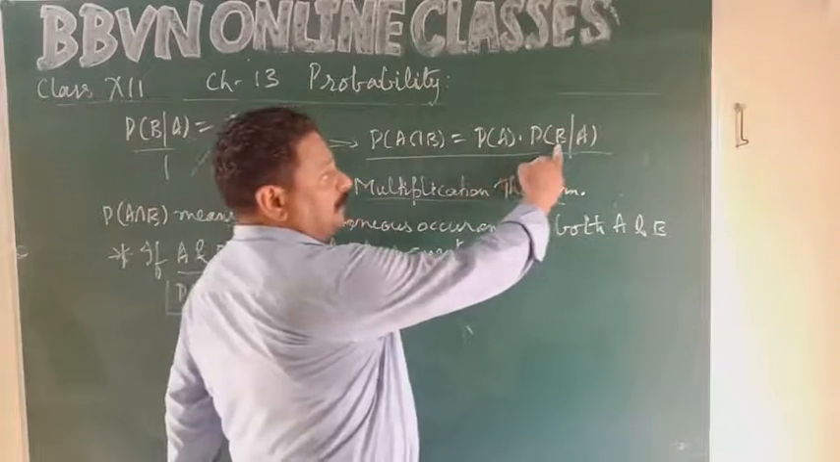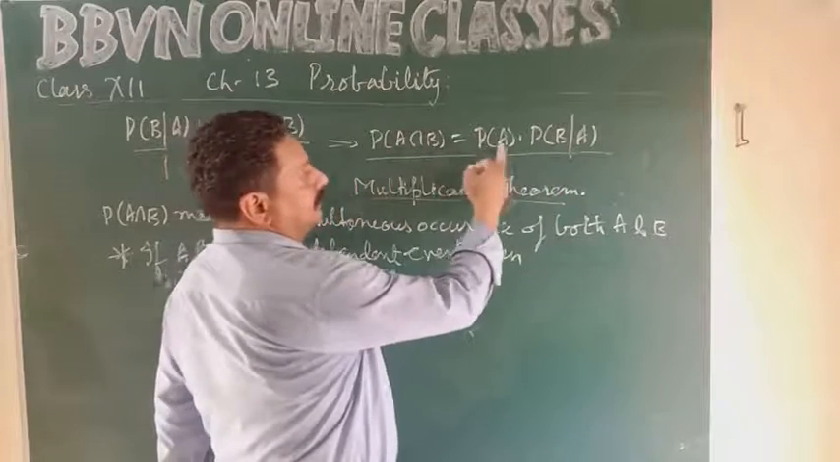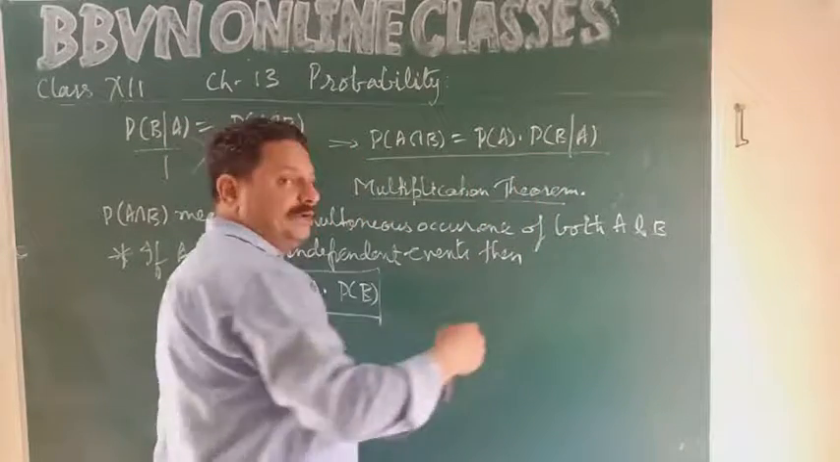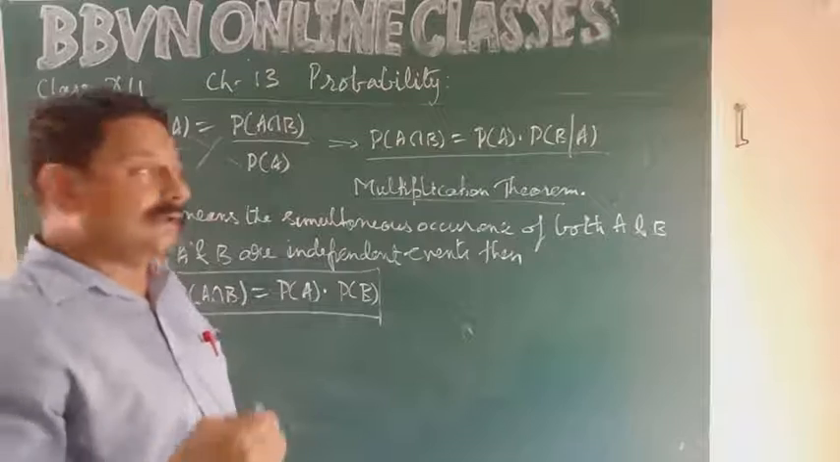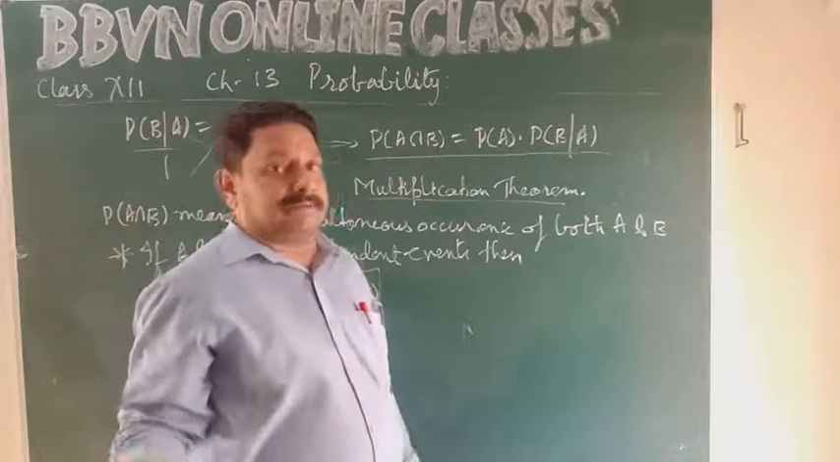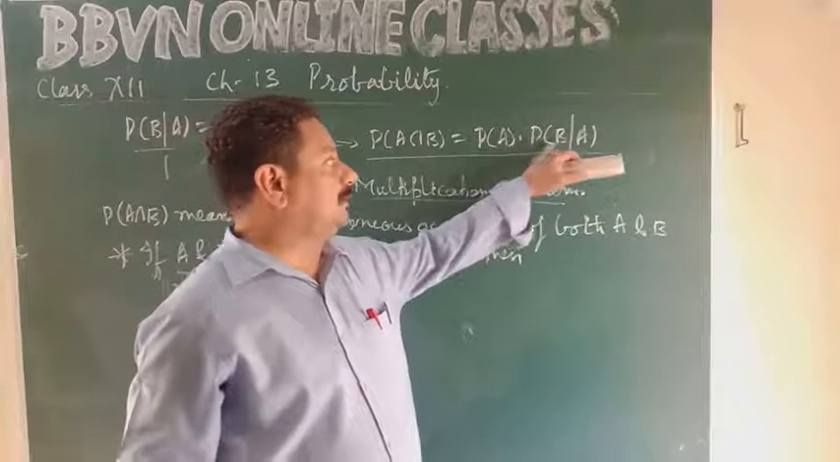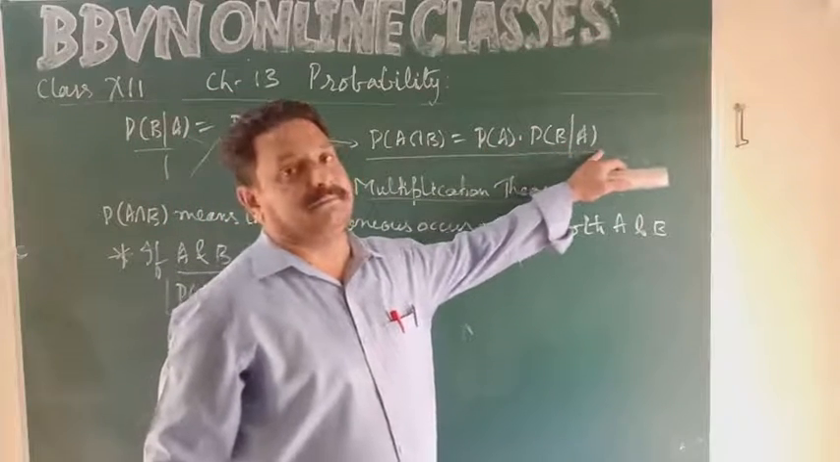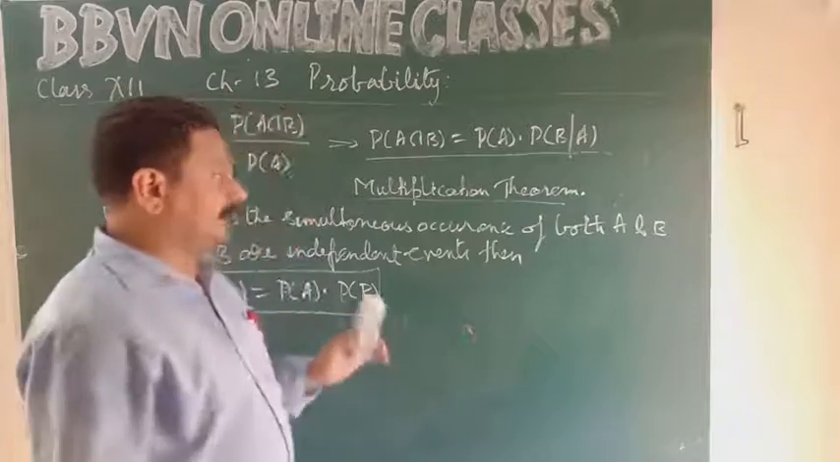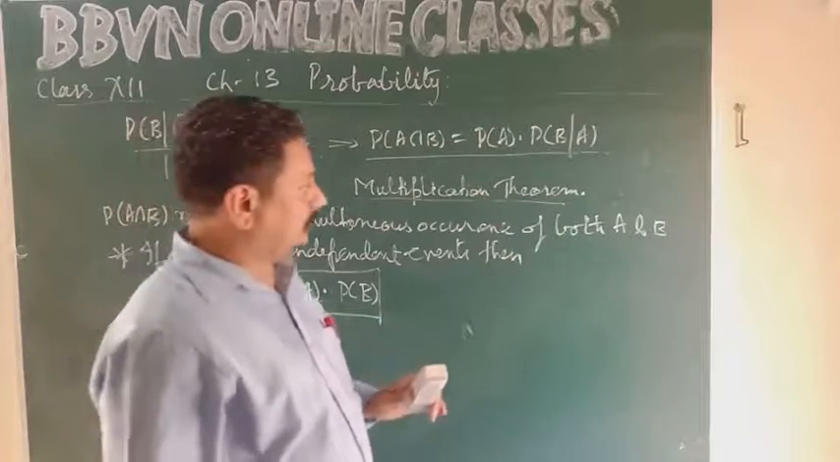When B depends upon A, then probability of A intersection B is probability of A dot probability of B after the occurrence of A. It may happen that A depends upon B. So in that case, it will be probability of B dot probability of A after the occurrence of B. Right? So this was conditional probability and multiplication theorem.